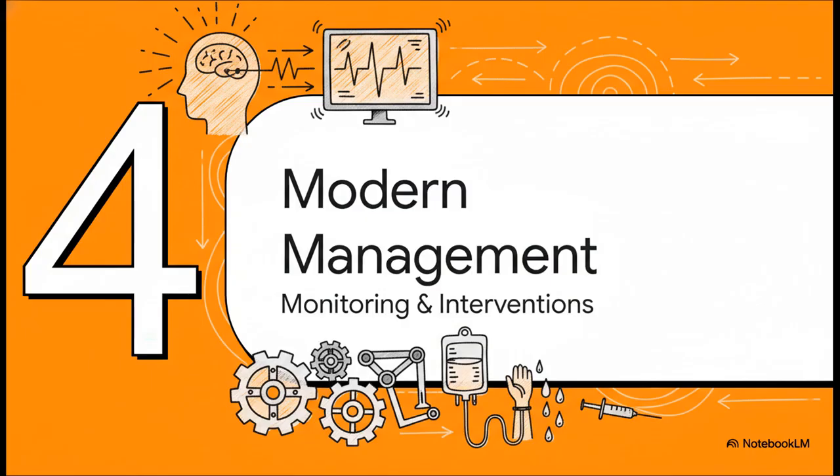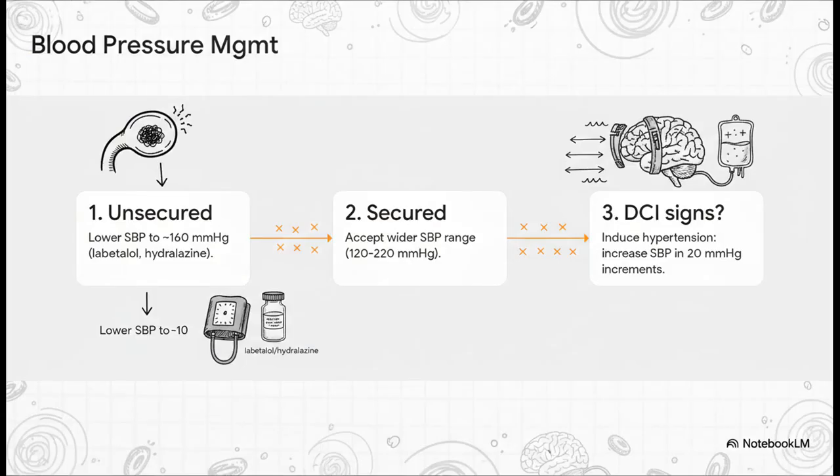So, with all these moving parts, how do modern critical care teams even begin to manage this? Well, it really all boils down to two things: constant, advanced monitoring and really targeted interventions that are driven by the patient's specific physiology. Blood pressure management is the perfect example of this. It's a real balancing act. Before that aneurysm is secured, our one and only goal is control. Keep that systolic pressure under 160.